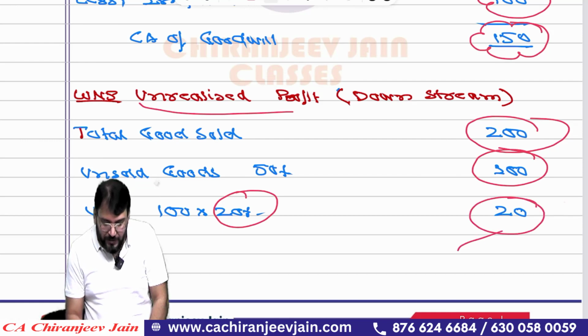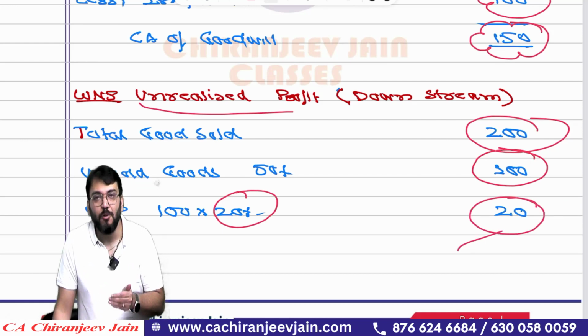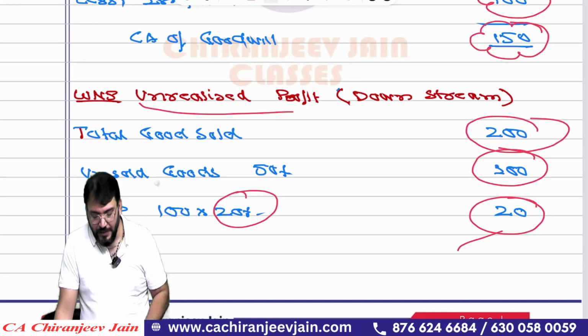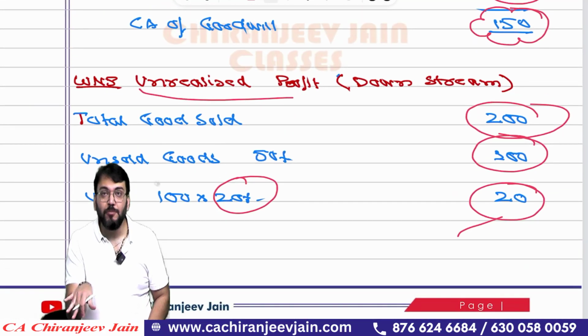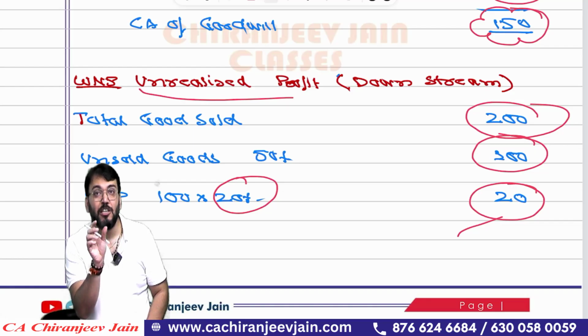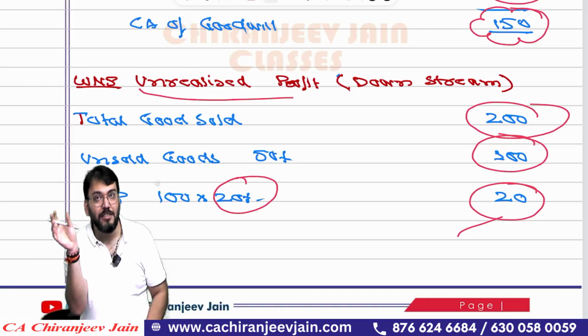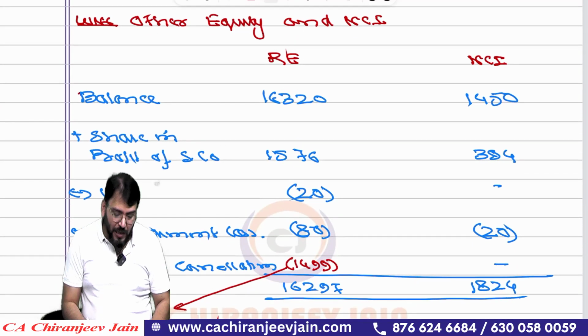So 120%, this becomes URP. Unrealized profit is 20 lakh. Got this point? Yes, sir. Now we'll come to the other equity. Because this is a downstream transaction, this 20 lakh will be adjusted with the consolidated retained earning and stock in the balance sheet. Now we'll come to the other equity NCI.